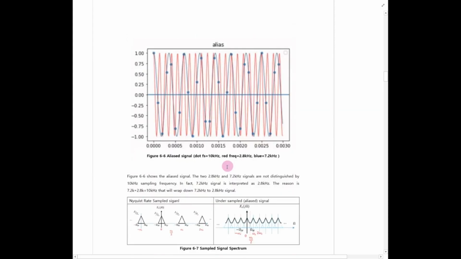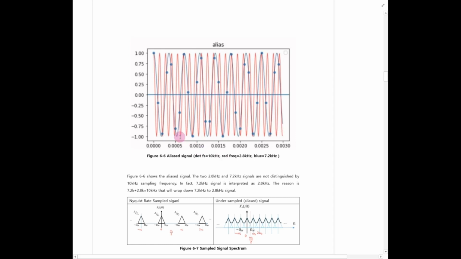Here is another example. The sampling frequency is 10 kilohertz, so the Nyquist rate is 5 kilohertz. Here the blue curve has a frequency of 2.8 kilohertz, but the red one is 7.2 kilohertz. Compared to the Nyquist rate, 2.8 means the blue one satisfies the Nyquist rate, but the red one is 7.2 kilohertz, which doesn't satisfy the Nyquist rate.